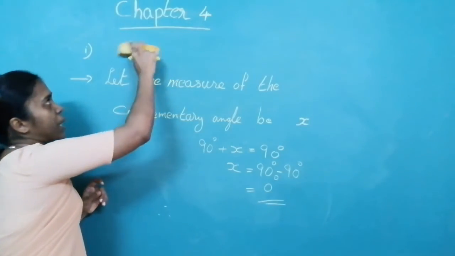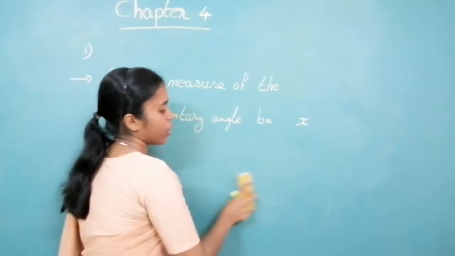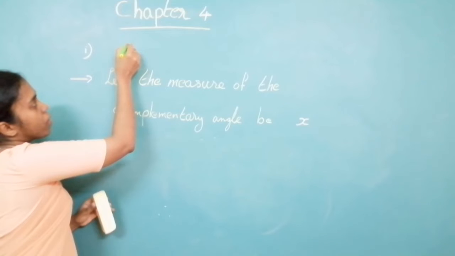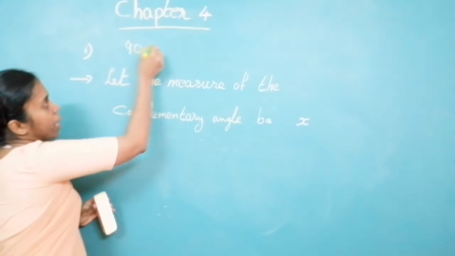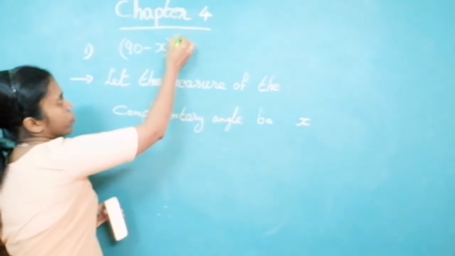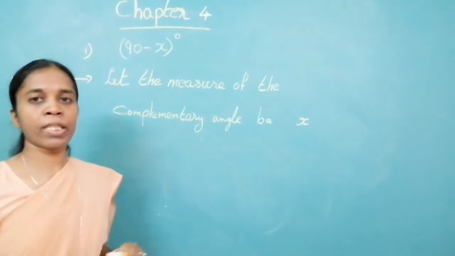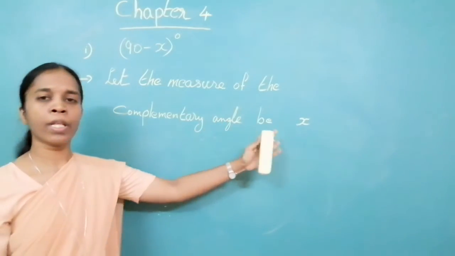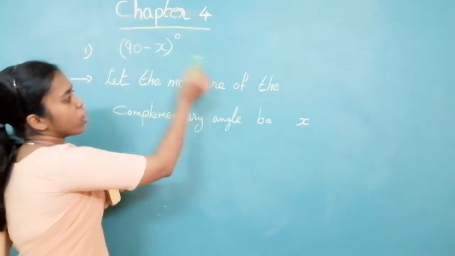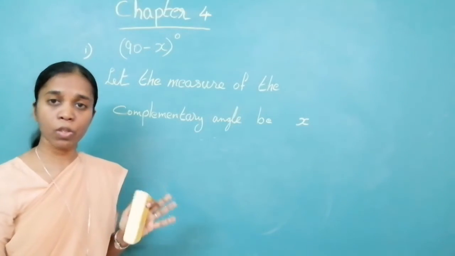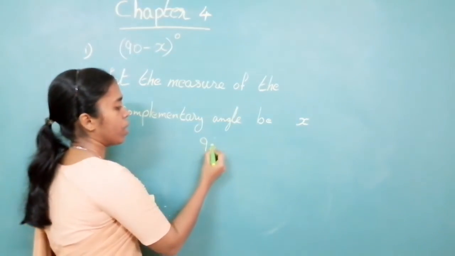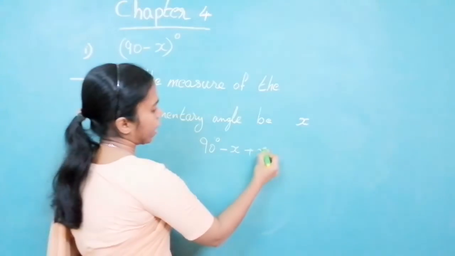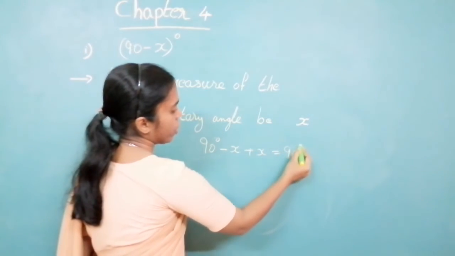Suppose you are not given any particular measure. Suppose you are given a variable over there. Suppose you are given it as 90 minus x degree. You are not given a particular value, you are given it as 90 minus x degree. Let the complementary angle be x. What do you know? Adding these two, you will have 90 degree. So you just add them. 90 minus x plus x is equal to 90 degree.